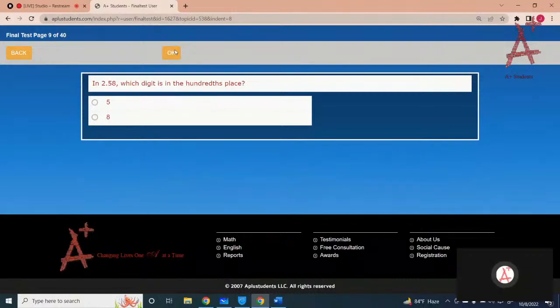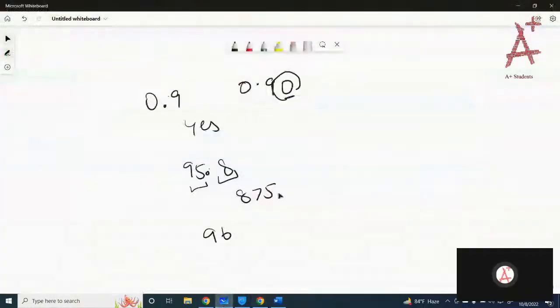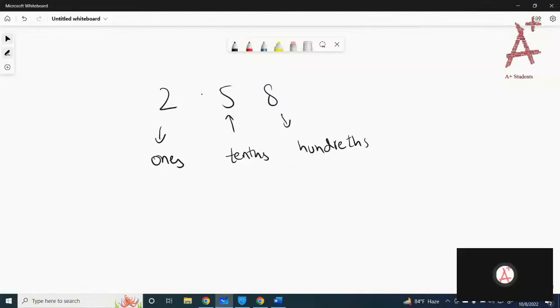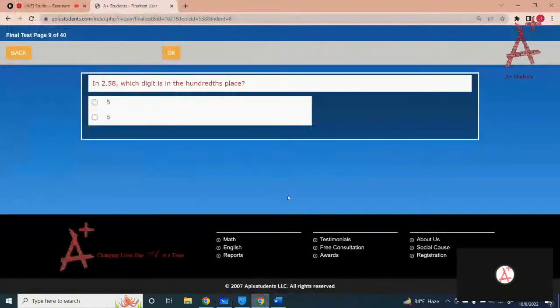In 2.58, which digit is at the hundredths place? Let me write them down in a place value chart. 2.58. This is at the ones position, this is at the tenths position, and this is at the hundredths position. Got it? That means the digit that is at the hundredths position is 8. Select the correct option and click on the OK button.